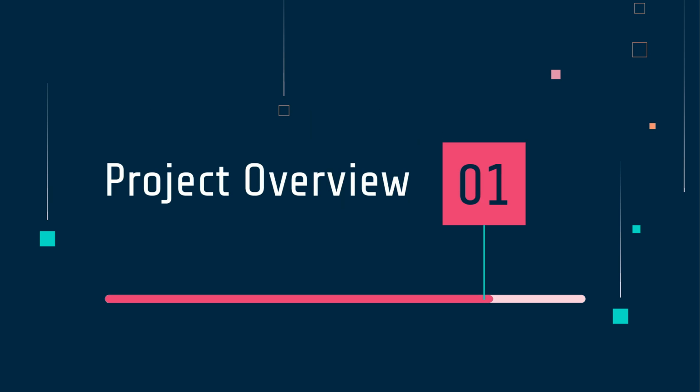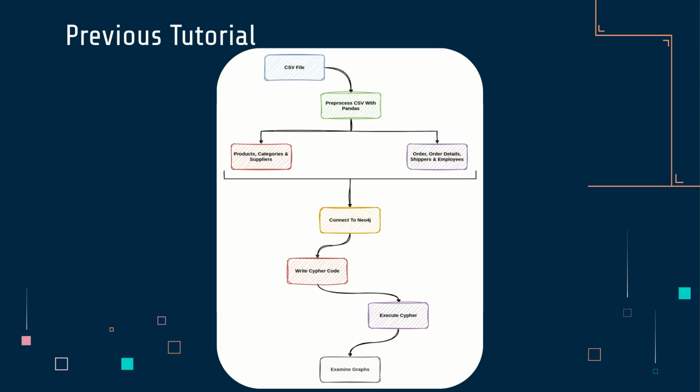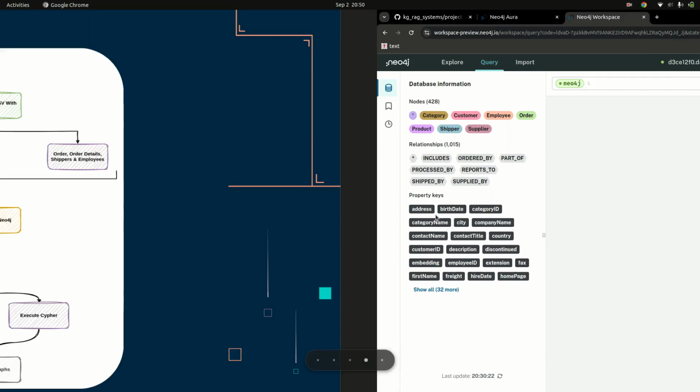So let's look at what we did in the last video, which is just a project overview. In the last video, we were able to read a bunch of CSV files, do some pre-processing on these CSV files, and then insert them into our Neo4j graph database. Once we inserted the data, we had something like this.